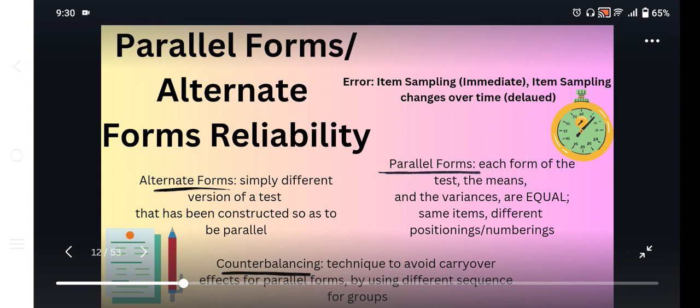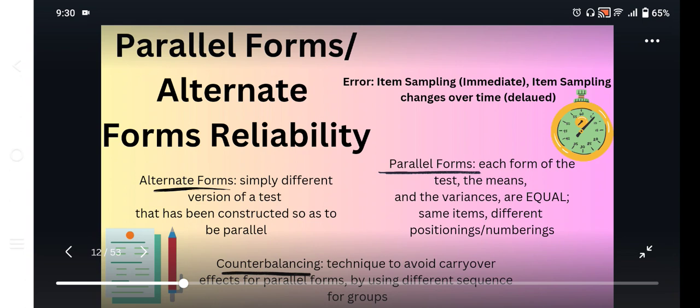The Pearson r is used as an estimate of the reliability when two forms are administered on the same day with the same group. The source of error is random error plus differences between the forms.